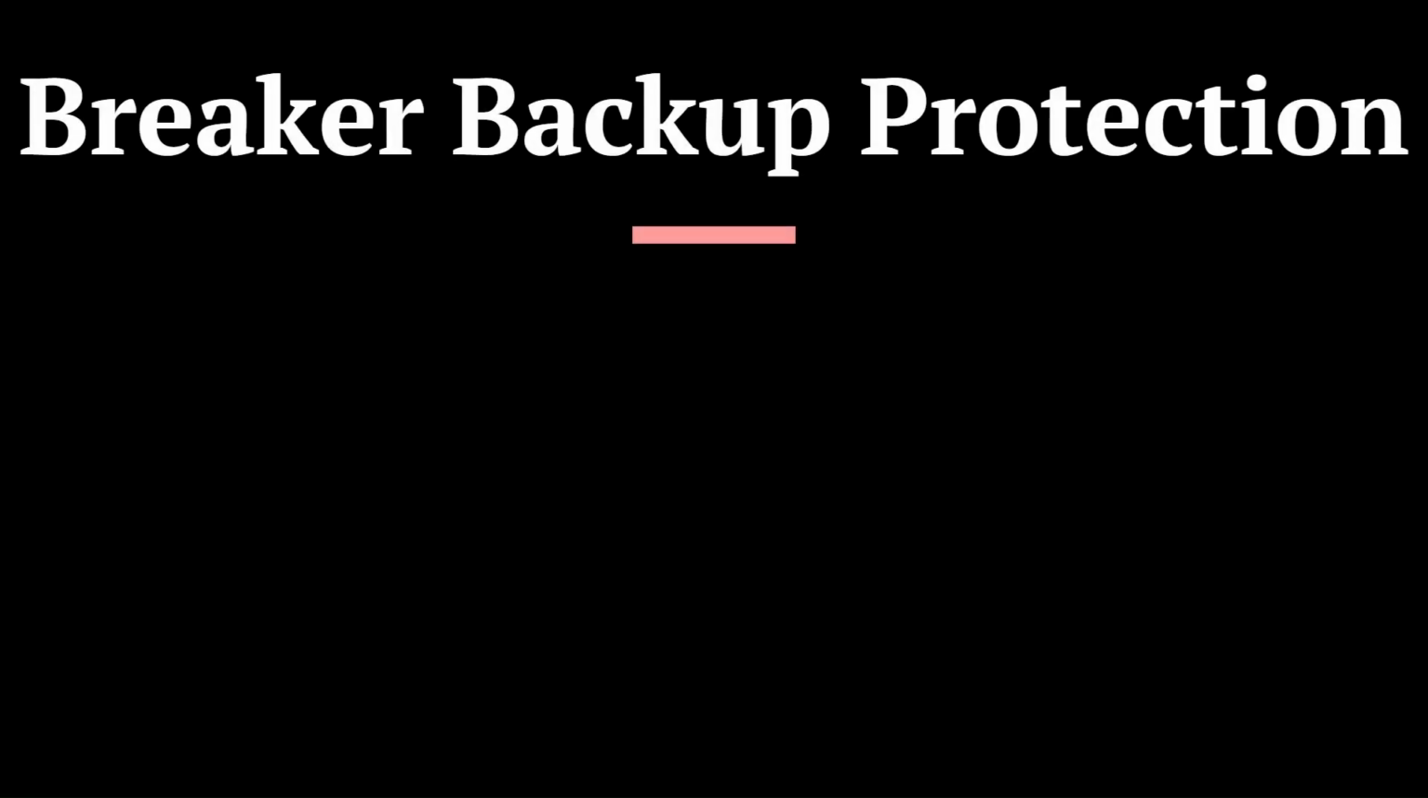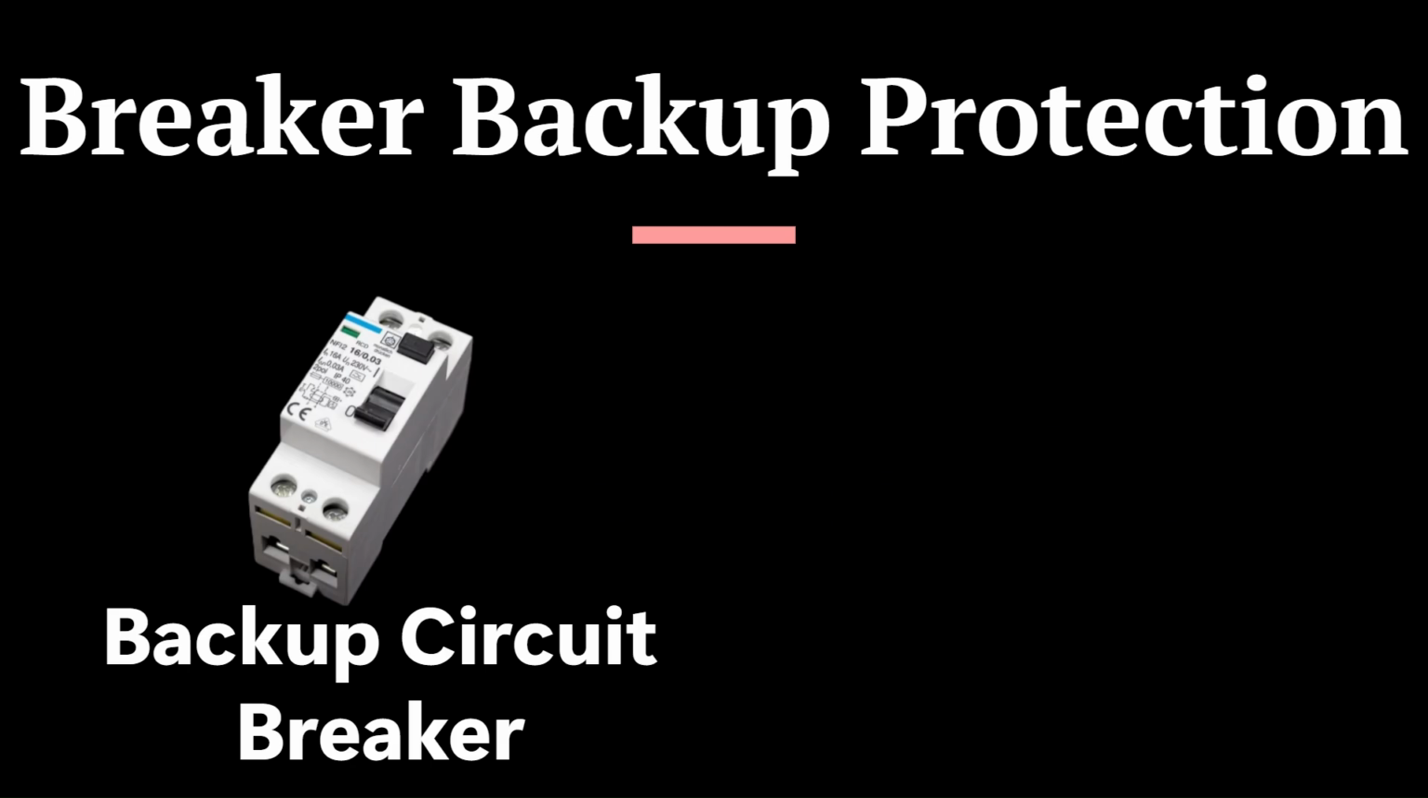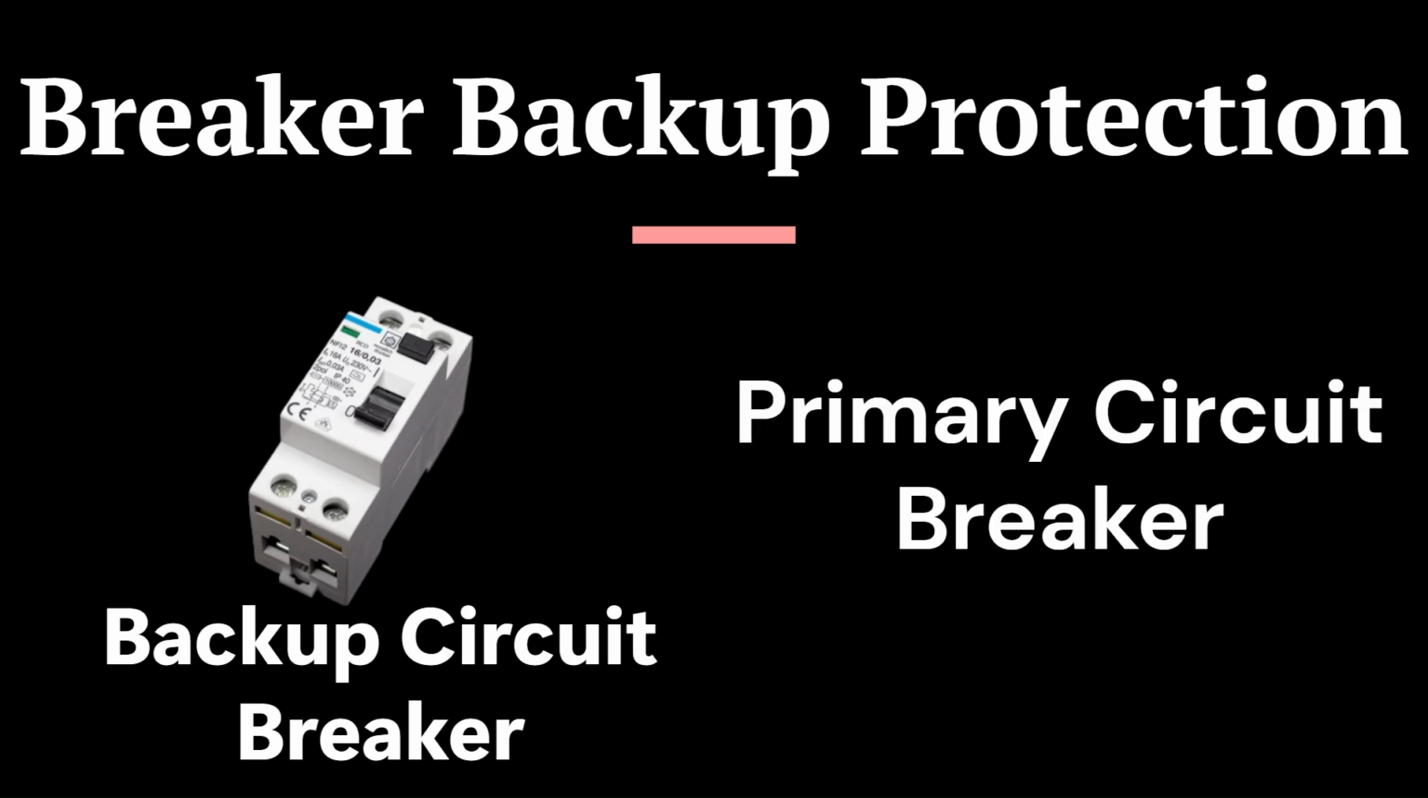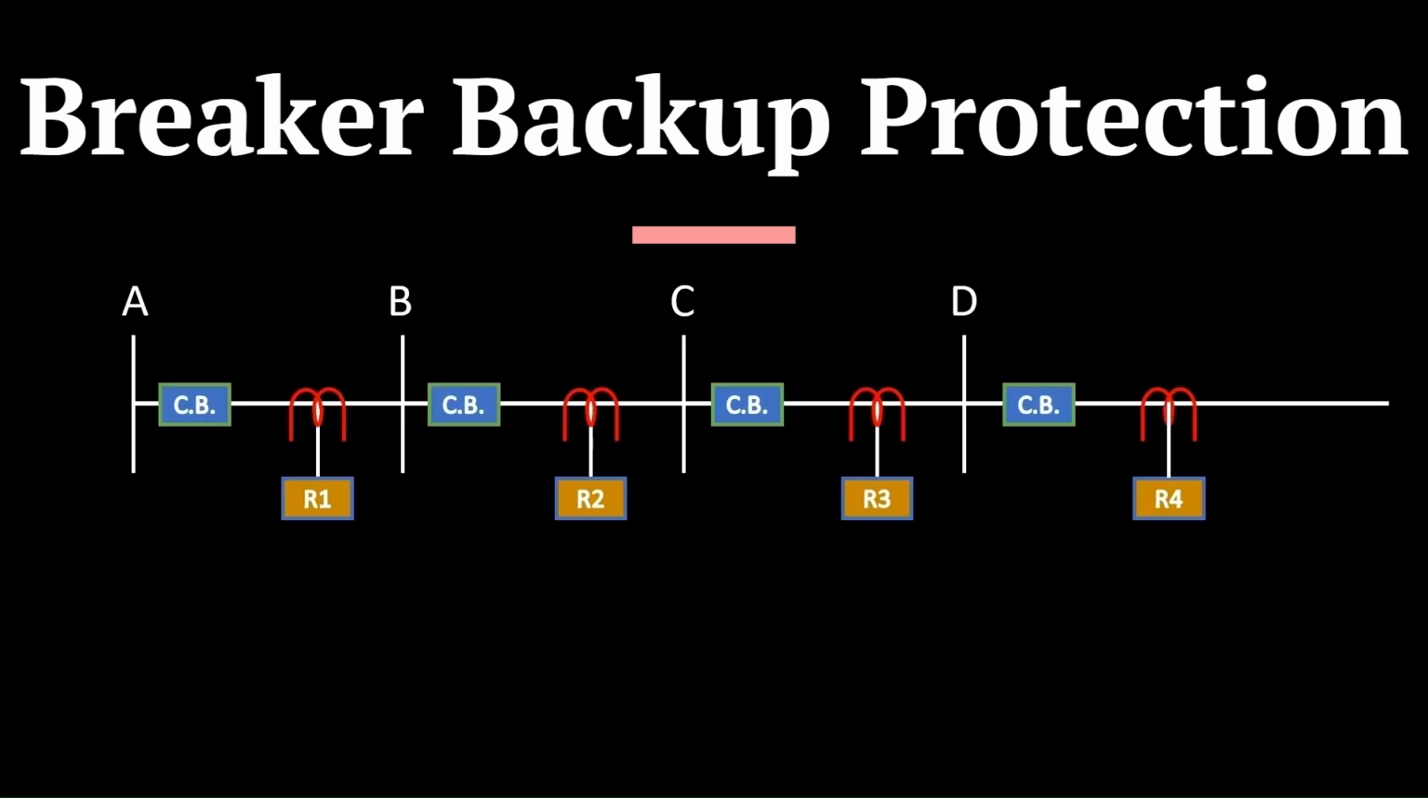In breaker backup protection, an additional circuit breaker is provided for backup. When a protective relay operates in response to a fault, but the circuit breaker fails to trip, then backup circuit breaker will operate. For example, if the fault occurs beyond section D, then relay R4 will operate to send trip signal to the circuit breaker, which is installed in section D. If this circuit breaker fails to operate, then R4 relay close the contact of R3 relay which is installed in section C, and the circuit breaker from section C will trip to isolate the faulty element.